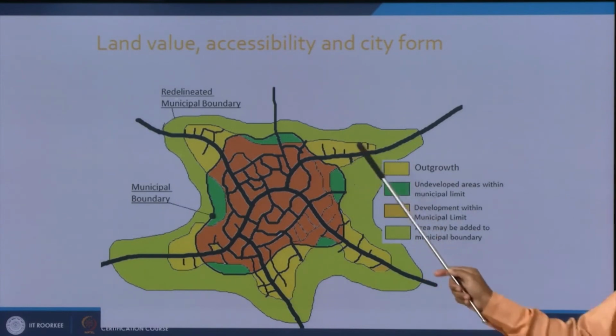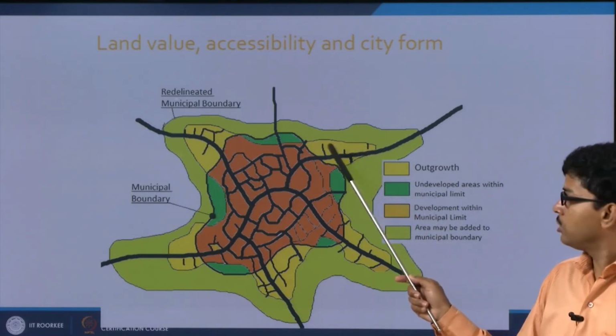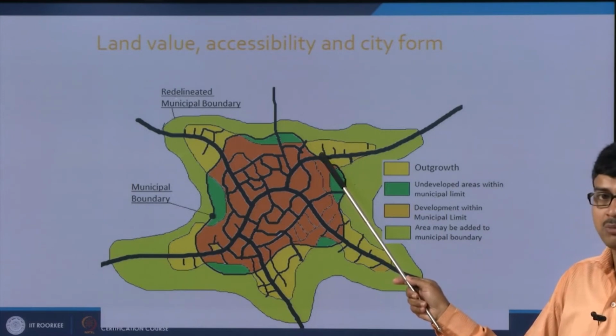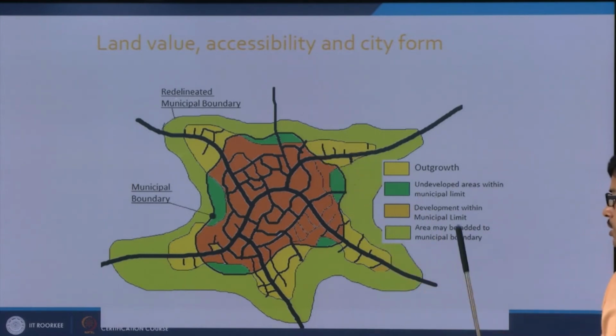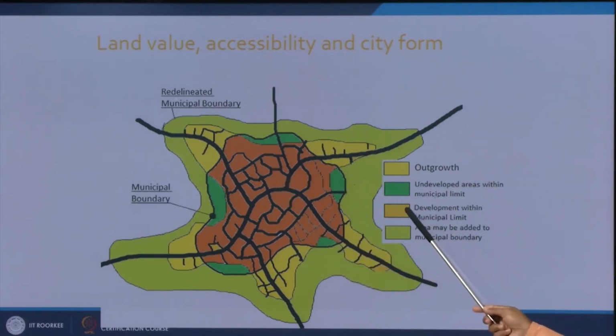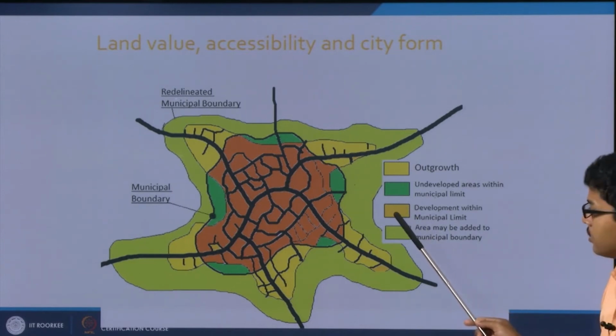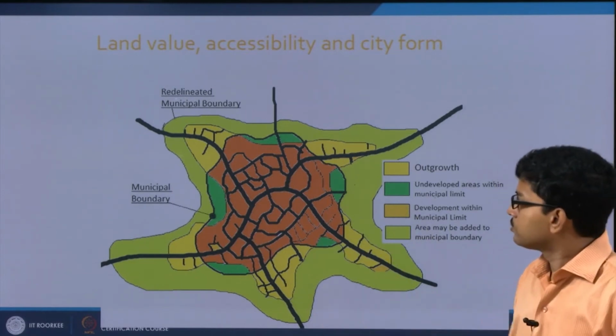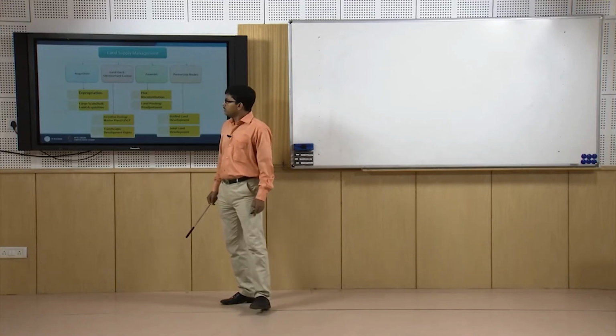You can see, sometimes we call it an outgrowth, because it has grown beyond the municipal limit, but it is an urban area. So this light green area may be added to the municipal boundary as a planned intervention, whereas this yellow area is development within the municipal limit. Okay. Now, we come to that.